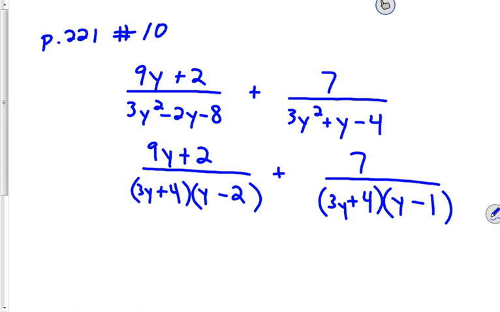Okay, now we need to get our common denominator. Well, we see that both denominators have a 3y plus 4, so that's good. So we're going to need to multiply this one by y minus 1 over y minus 1. And we're going to need to multiply this one over here by y minus 2 over y minus 2.